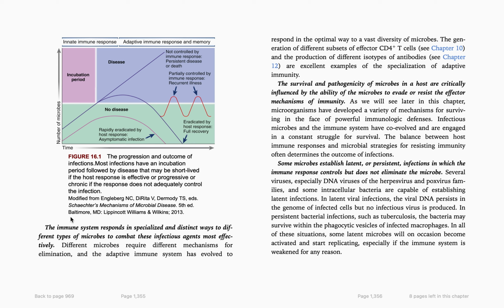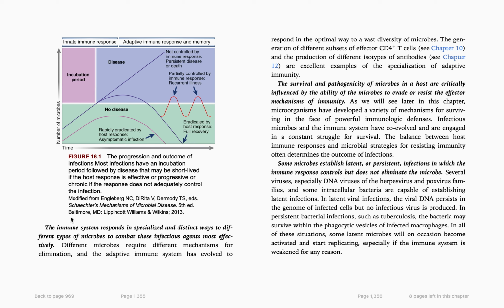Different microbes require different mechanisms for elimination, and adaptive immune systems have evolved to respond in the optimal way to the diversity of microbes. The generation of different subsets of effector CD4 T cells, seen in chapter 10, and production of different isotypes of antibodies, seen in chapter 12, are excellent examples of specialization of adaptive immunity. The survival and the pathogenicity of microbes in a host are critically influenced by the ability of microbes to evade or resist the effector mechanisms of immunity.